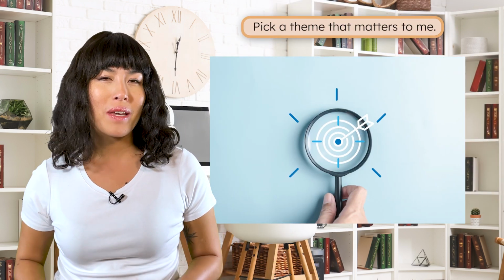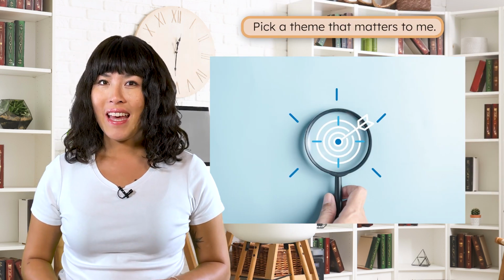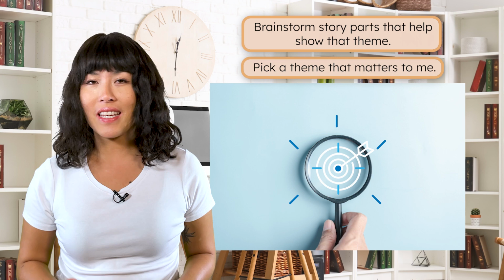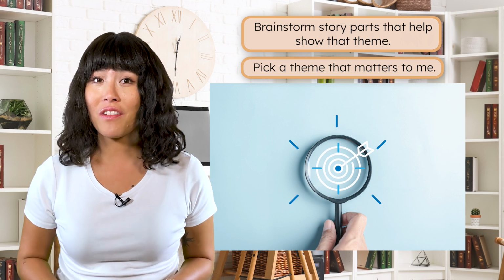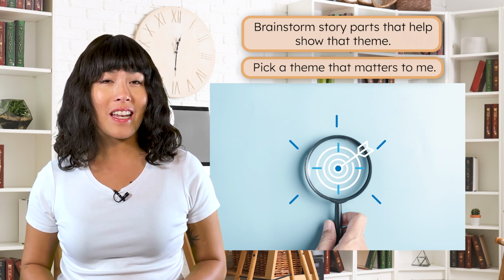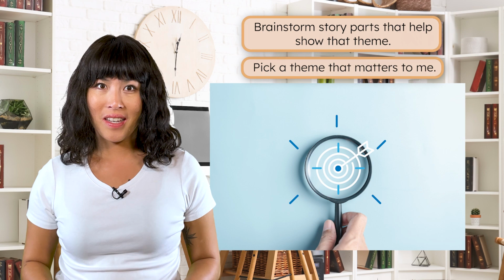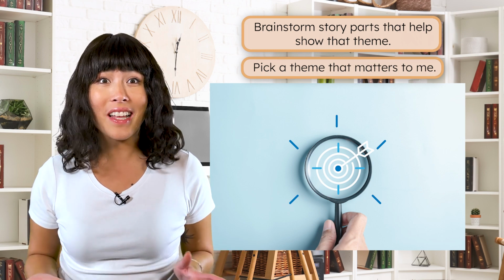Before we jump in, here's my goal for today. I want to pick a theme that matters to me and then come up with story parts like characters, setting, conflict, and resolution that help show that theme. That's how we bring a story to life.